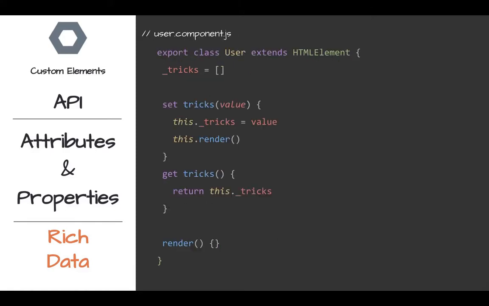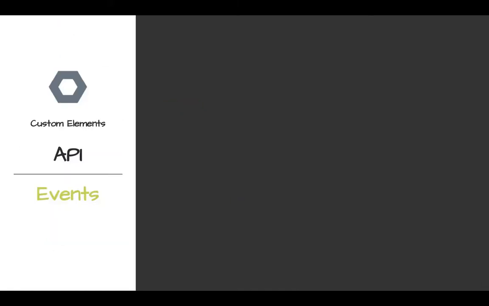All right, let's implement the tricks property. Again, the same song. You need to create an internal property, setters, getters, and when we set the property, this setter will be invoked, which again will trigger render, and we will see the updated content. Not so bad, but I don't know. We can definitely do better.